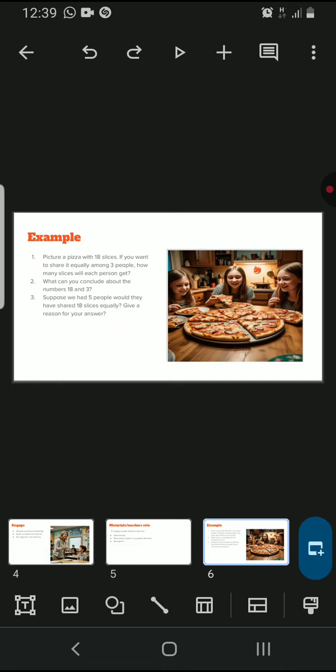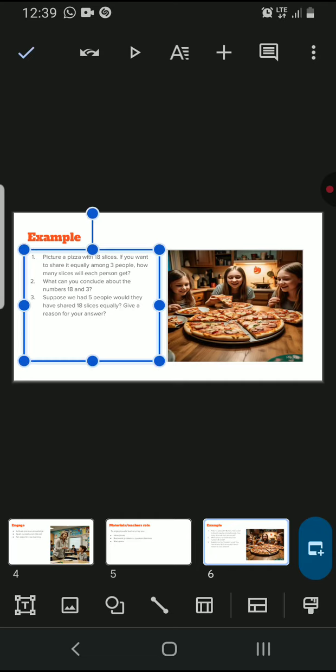The second guiding question, what can you conclude about the number 18 and 3? Here we want the children, after dividing the slices of pizza among 3 people, to understand that 3 can go into 18 without leaving what? A remainder.